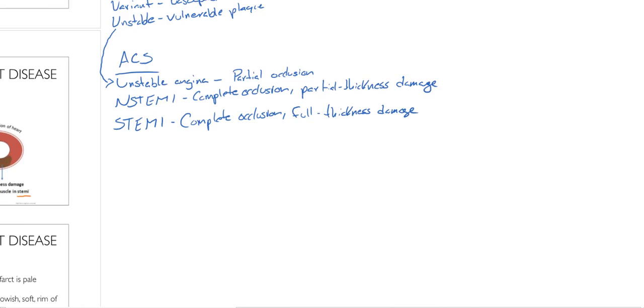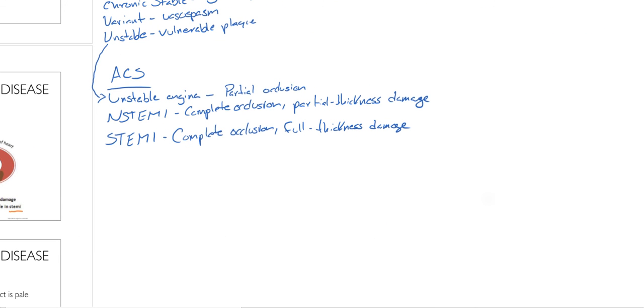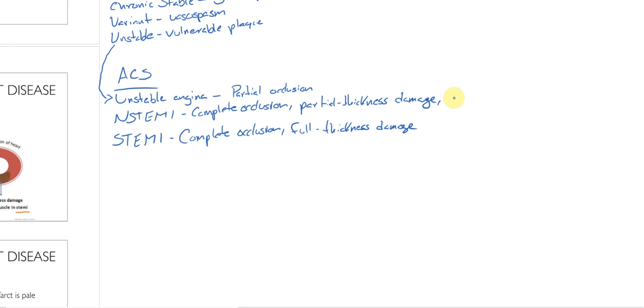Oh, and for NSTEMI, I believe it was, we have biomarkers. I'm not sure how I'm going to write that, so I'm just going to say it. Both NSTEMI and STEMI have biomarkers to show that there has been damage. Unstable angina does not.